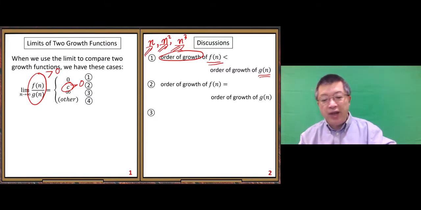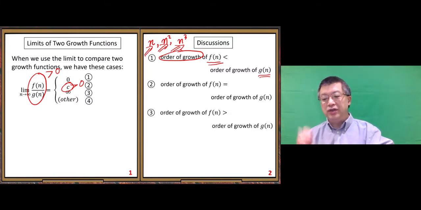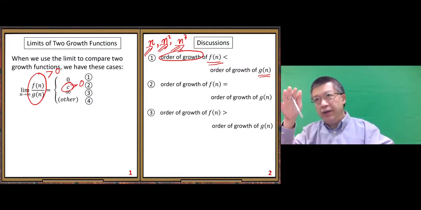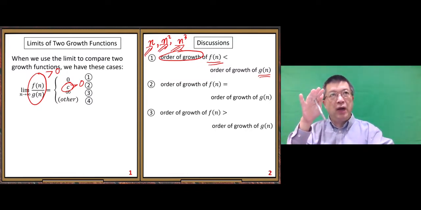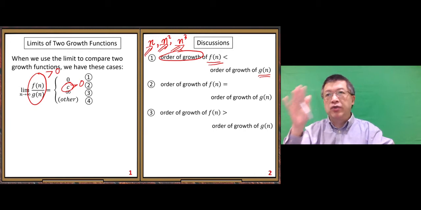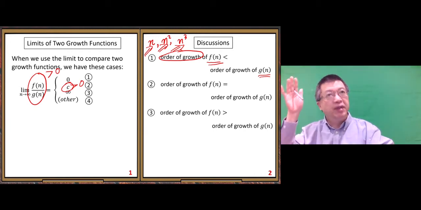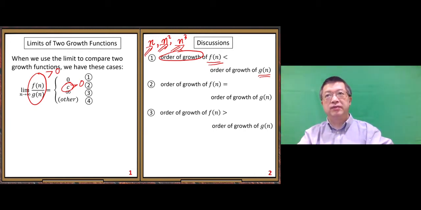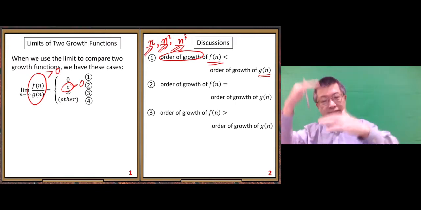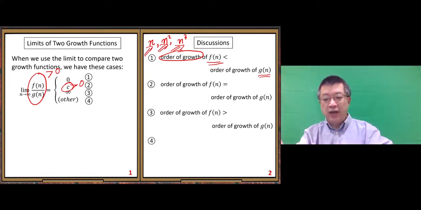Case number 3, you can imagine the opposite way: the order of growth of the numerator function is greater than the order of growth of the denominator function. That's straightforward.